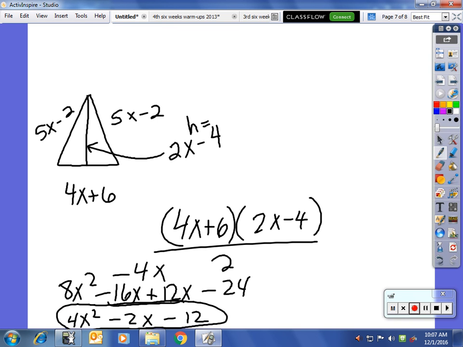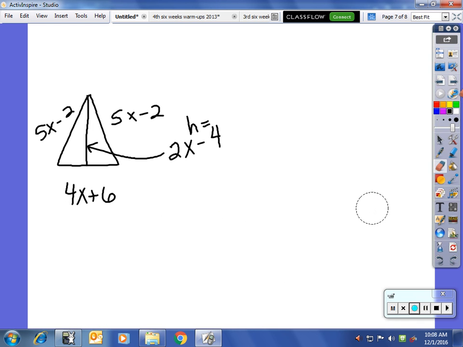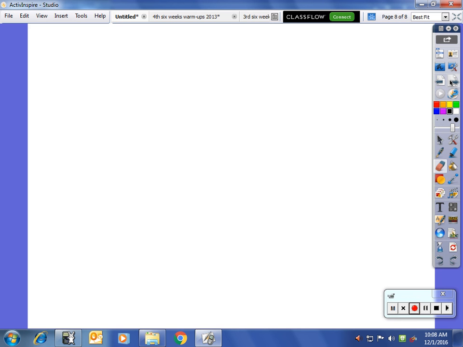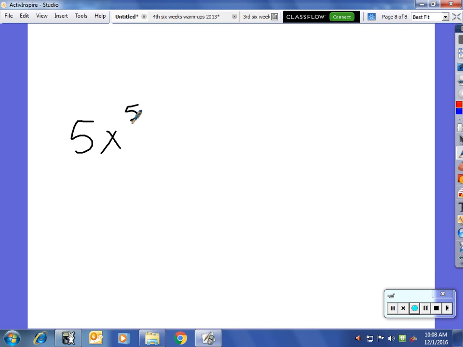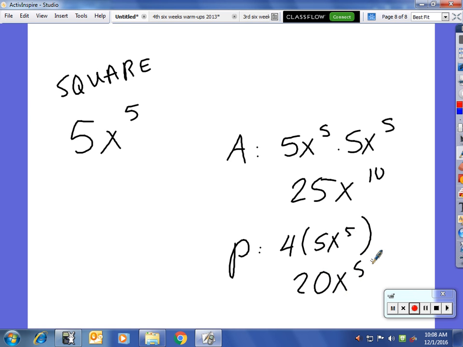Okay, and then the last question. I forgot to put the last question up here. The last question was like a chapter 6 problem. I didn't even give you a picture. I just told you that it was a square with a side of 5x to the 5th. Okay, so this is a square with no picture provided. Area would be side times side. 5x to the 5th times 5x to the 5th would be 25x to the 10th. And then perimeter, multiply that side by 4. 4 times 5x to the 5th is 20x to the 5th.